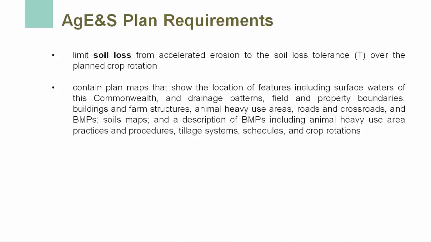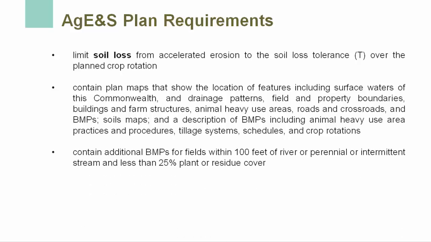The plan must also include maps showing locations of various features. This could all be done in the mapping module of PAOneStop. The plan also must include a description of BMPs for animal heavy use area practices and procedures. Other details like tillage system, crop management, and crop rotation need to be entered into the plan. Additional BMPs may also be required in a plan for any field that's within 100 feet of a stream, depending upon the crop cover or residue conditions of that field.